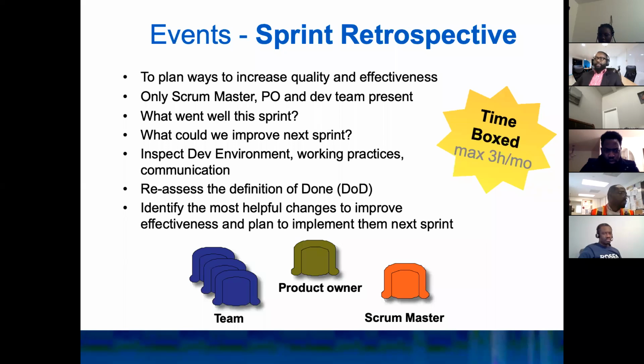The Scrum Master, the PO, and the dev team, which is the Scrum team, are present because the retrospective is for the team to look back on what they did in the previous sprint or the current ending sprint, I should say. Okay. We decide to talk about what went well. We do put a plan to improve what did not. We inspect anything that is around the working practices, the communications, the tools that we use, the environment, and we reassess the definitions of done.